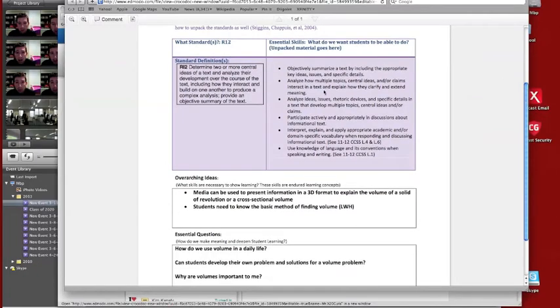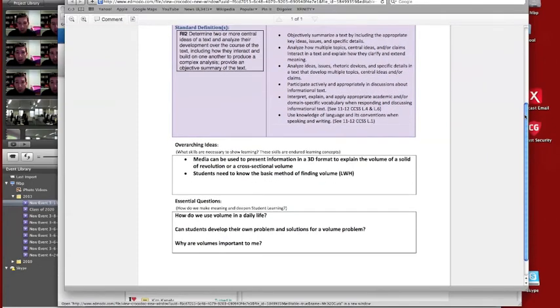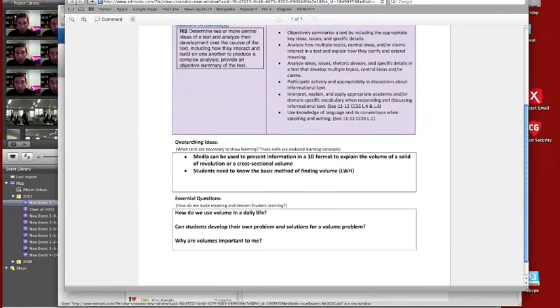He took the standards here and he unpacked it in the category right here. And he developed his overarching ideas, and he applied it towards the concept of math. So his interpretation of the literary informational text was media can be used to represent information in a 3D format to explain the volume of a solid of revolution or a cross-sectional volume. And then the other thing he said was students need to know the basic method of finding volume. Now, if this is an enduring learning, that would mean that they would be able to take the concept of this and apply it on their own.